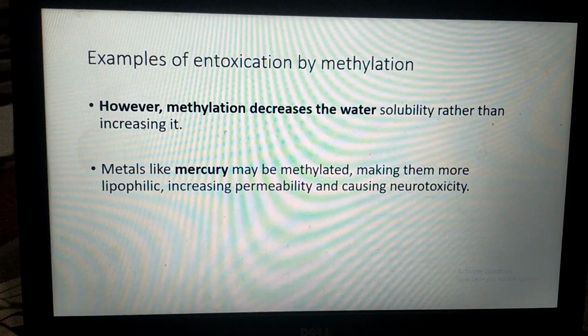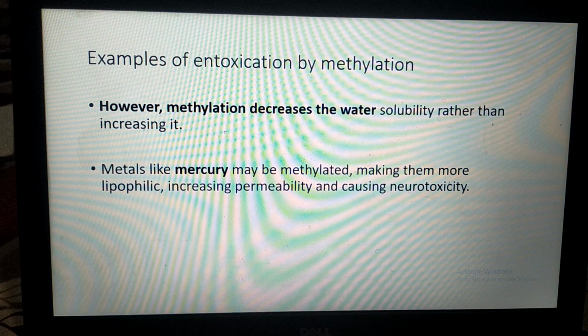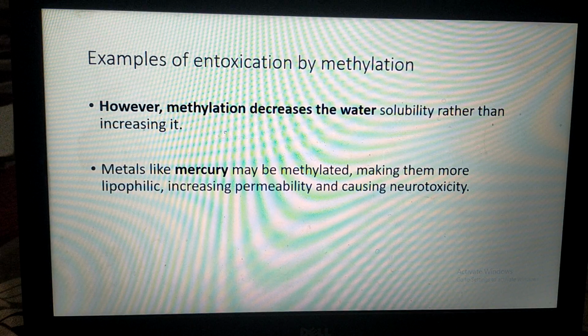Sometimes this methylation causes intoxication. Instead of detoxification, it causes intoxication simply because the methyl group is a hydrophobic group. When it combines with mercury, it forms methylated mercury, and this methylated mercury is a more toxic compound as it causes damage to our nervous system.